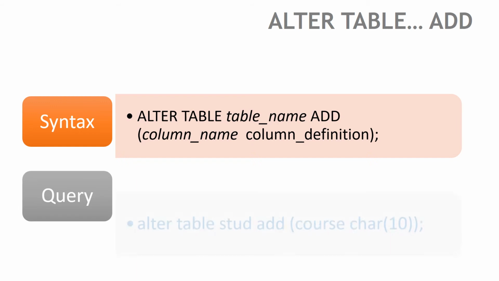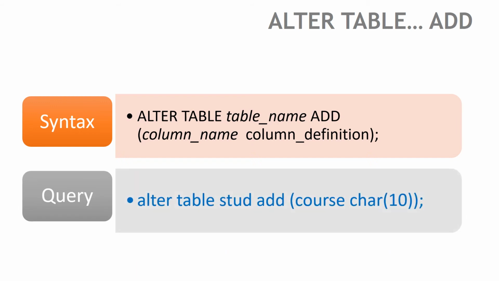So now we have the student table. I can add a new column called course. So alter table, table name is STUD, add, within parentheses the column name course, and for the column definition I am giving the data type as char and size 10, terminated by semicolon. So this will alter the structure of the database object STUD.